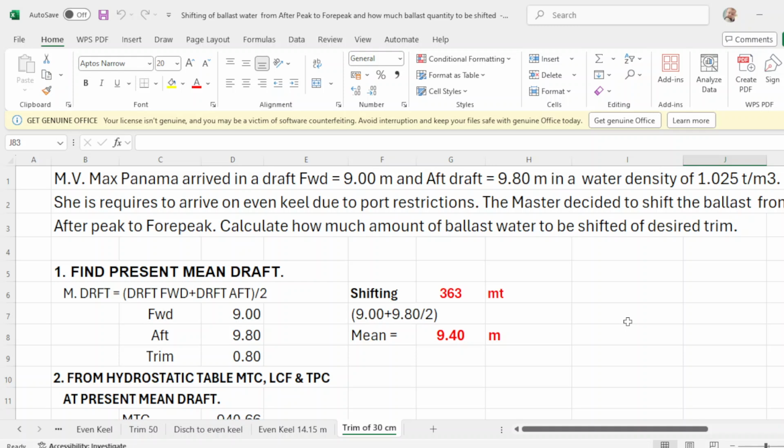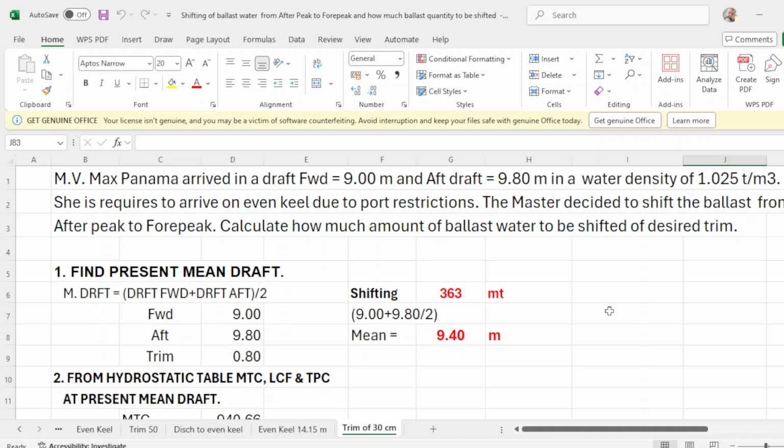The master decided to shift the ballast from after peak to fore peak. Why? Because you have a trim of 80 centimeters. So you have to shift your ballast from after peak to fore peak to make it even keel. Calculate how much ballast water must be shifted to get the desired trim.